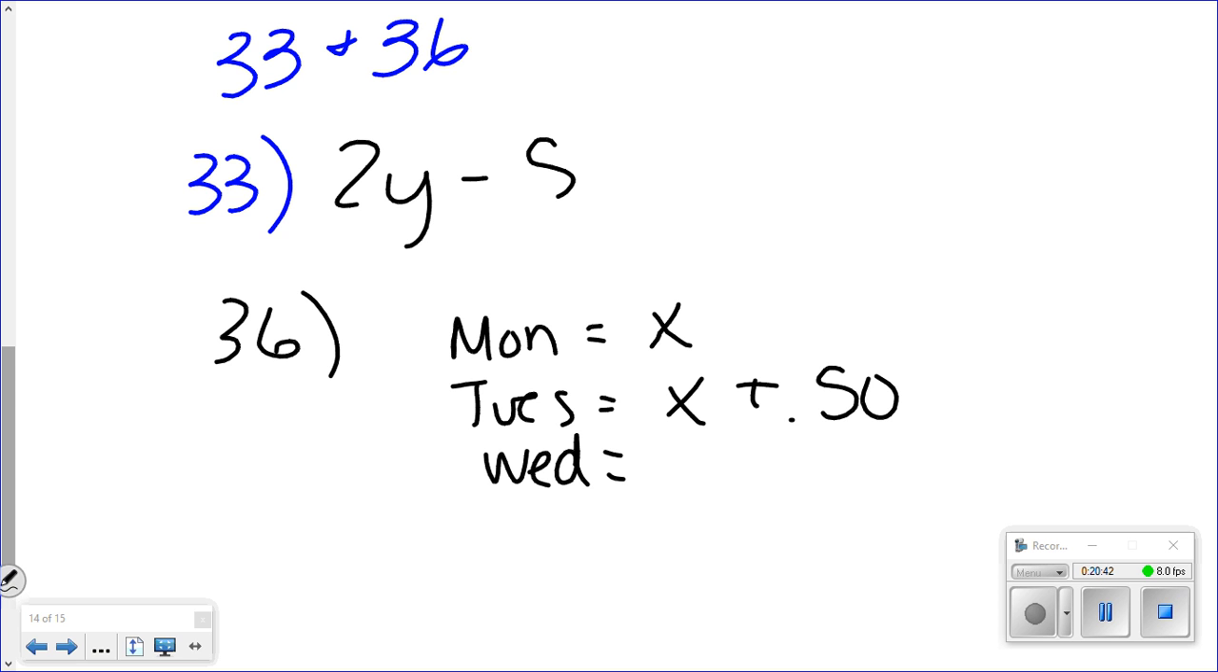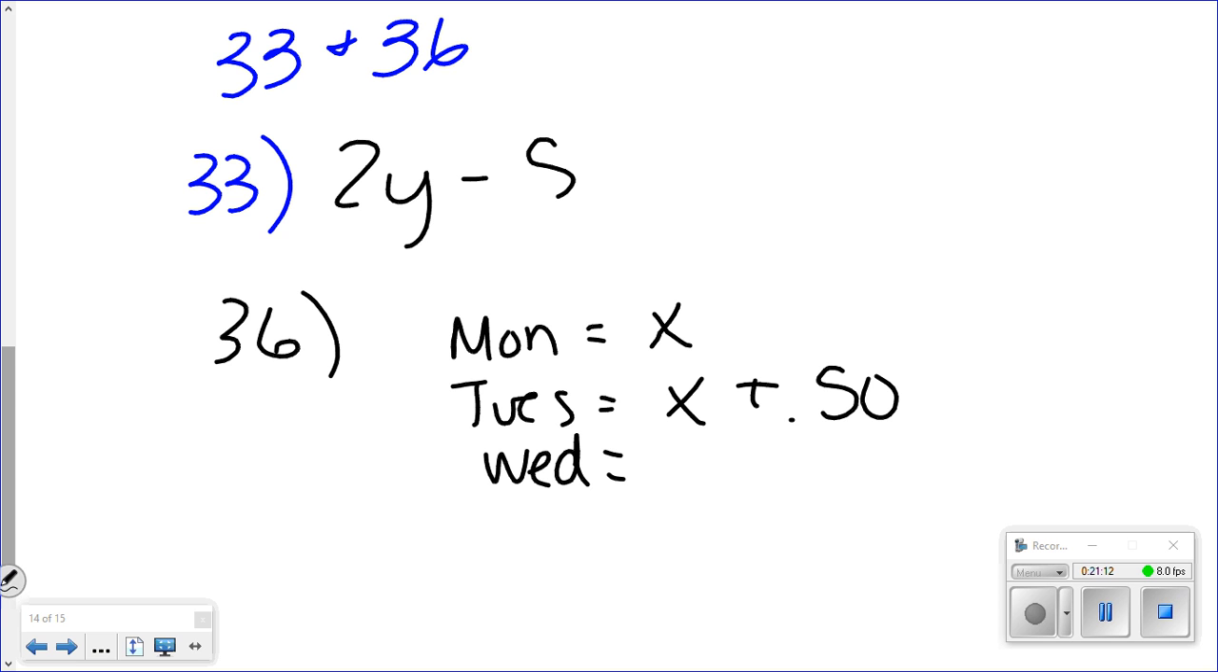Now here's the tricky one. On Wednesday, it doubled what you did on Tuesday. So now what should Wednesday look like? If this doubles, what was that? Okay, but if you double it, it's going to be this twice, x plus 50 cents, x plus 50 cents. Does that make sense? You're doubling what's going on there.